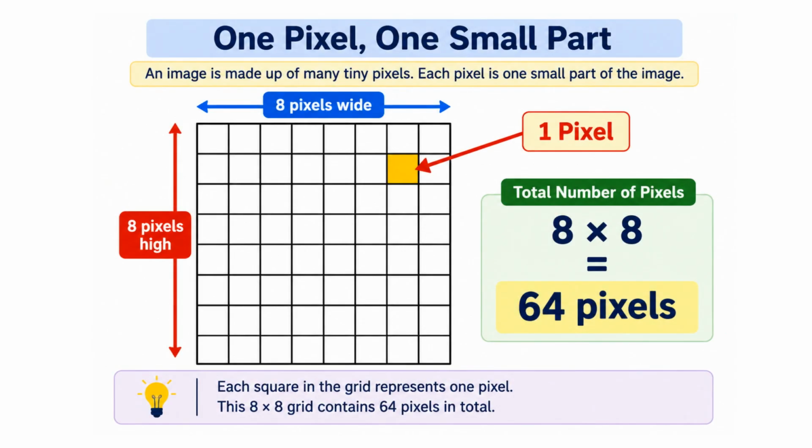An image is made up of many tiny pixels. Each pixel represents one small part of the complete image. Here, we have an 8 by 8 pixel grid. It is 8 pixels wide and 8 pixels high.